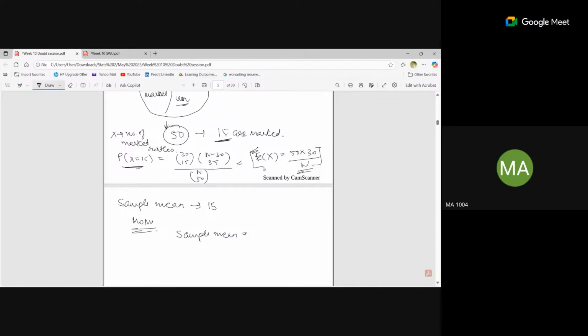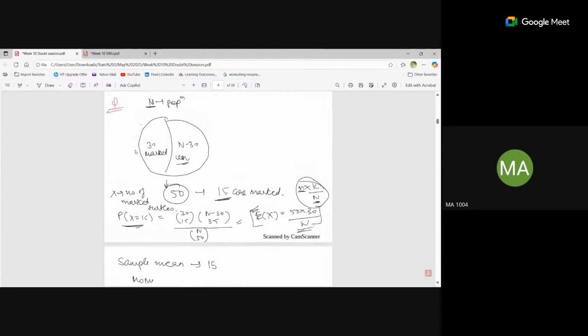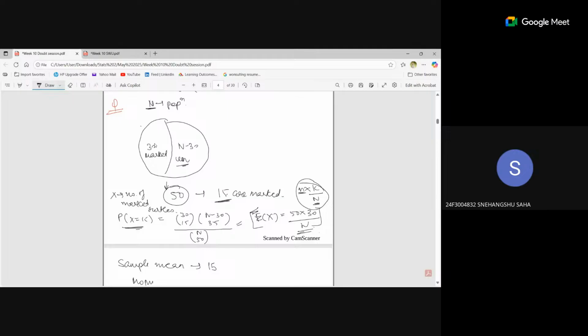For a hypergeometric, what is the formula for expectation? It is n into k divided by N. This is my formula, right? Do you remember this? Capital N is the population size, and small n is the sample size. And K is what? K is from that, the 30 marked. I got it.